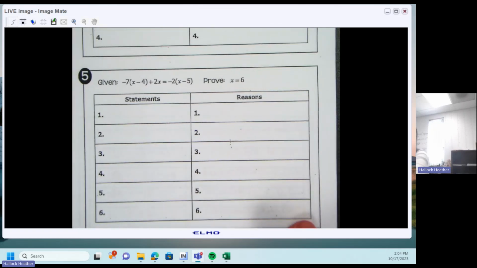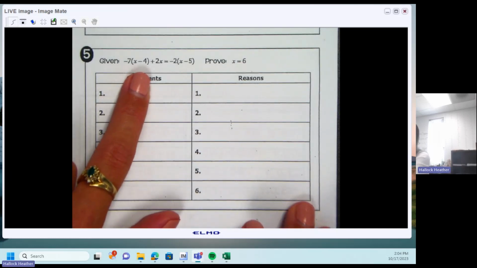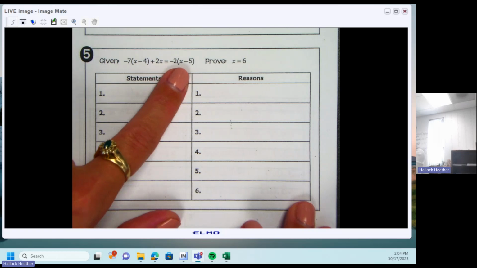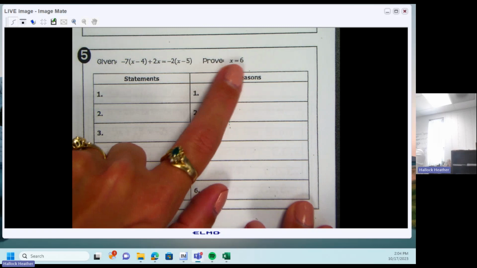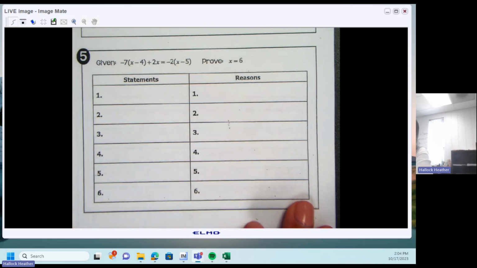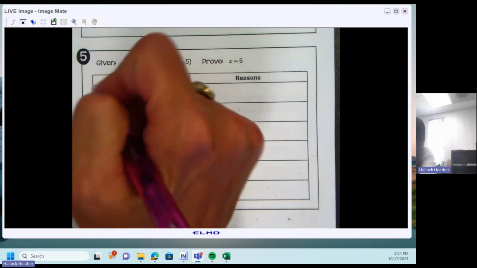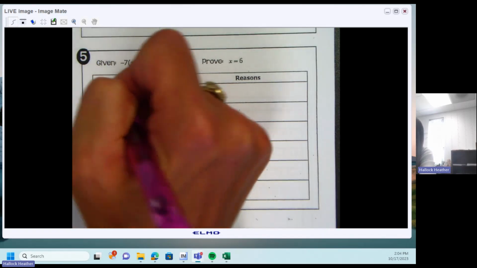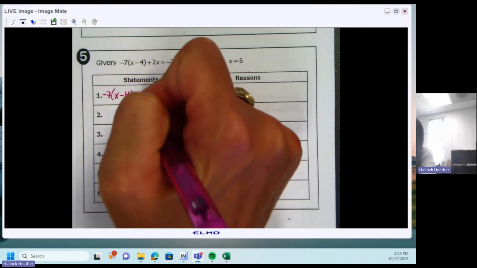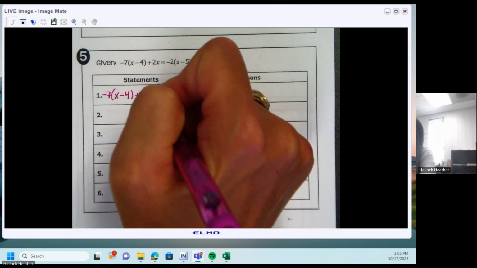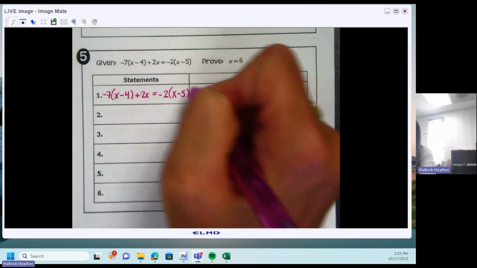So number 5 says, given -7 multiplied by (x minus 4) plus 2x equals -2 multiplied by (x minus 5). Once again, they give me the answer. I'm trying to prove that x equals 6. So the first step is always going to be the problem. The first reason will always be given. So I'm going to write a little small because it's a little big. So -7(x - 4) + 2x = -2(x - 5).